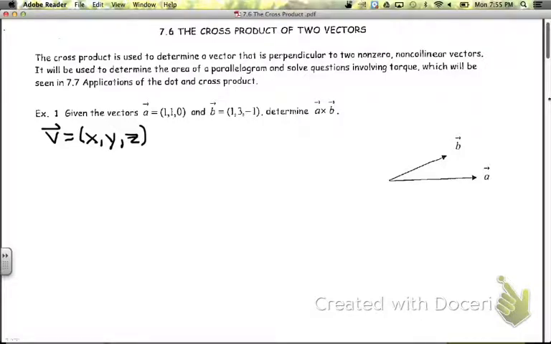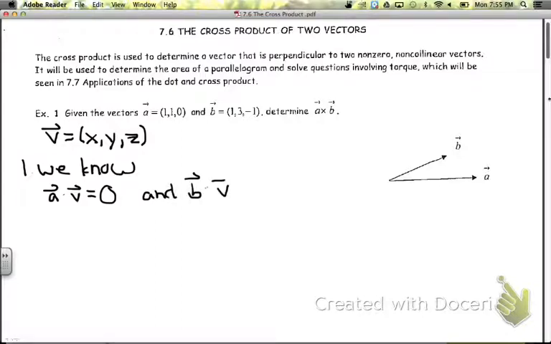Since we are looking for something that is perpendicular, we know therefore that the dot product of vector A and vector V will be equal to 0, and the dot product of vector B and V will be equal to 0. We know that will be true if perpendicular.